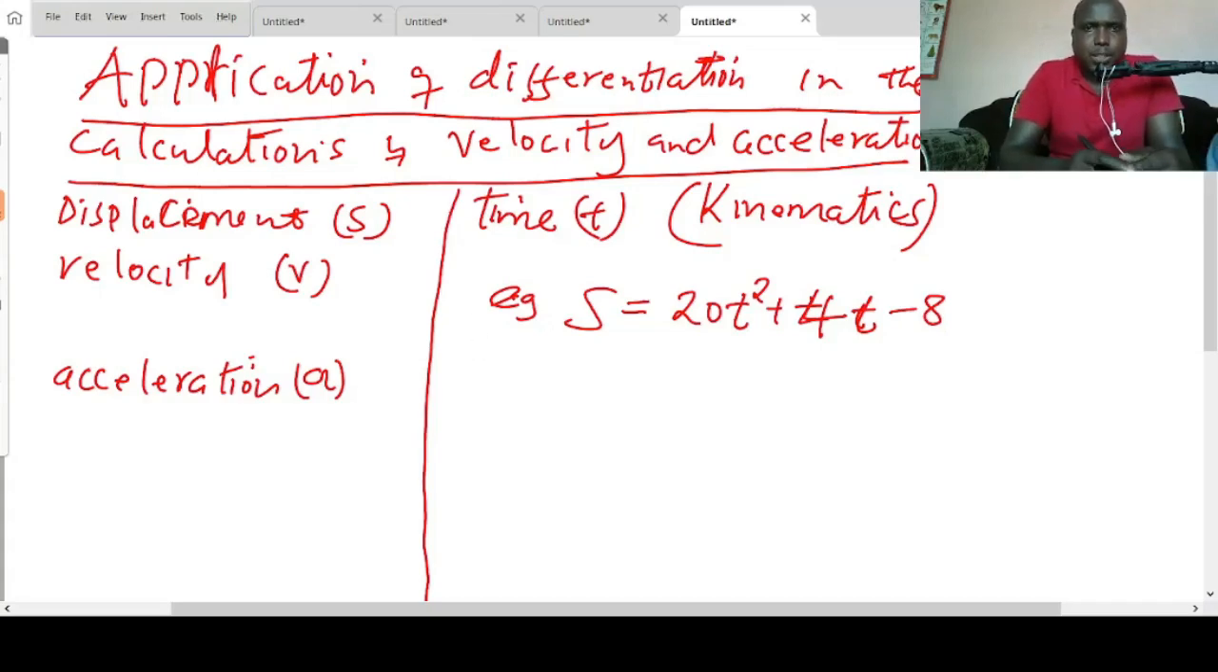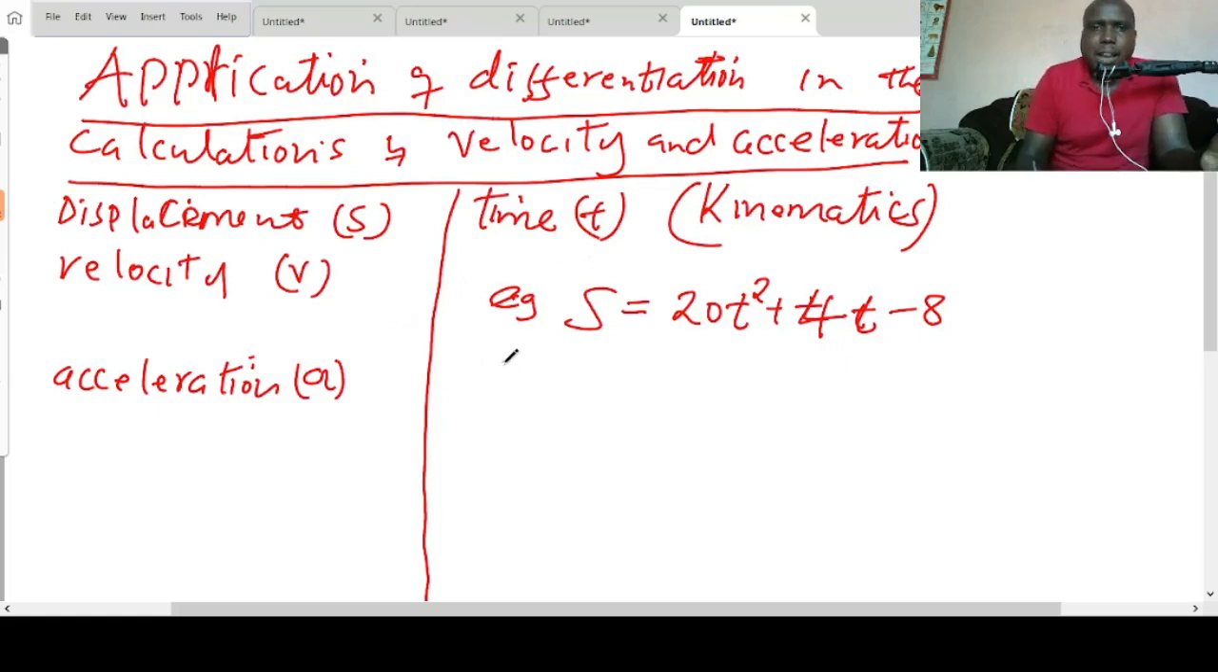So, application of differentiation in calculation of velocity and acceleration. There are terms here we need to understand. We have the term we call displacement, represented by S. Then we have velocity, and we use V for velocity. And then acceleration, we use A for acceleration. Where you see T, T stands for time. The application of differentiation in calculating velocity and acceleration is what we call kinematics.